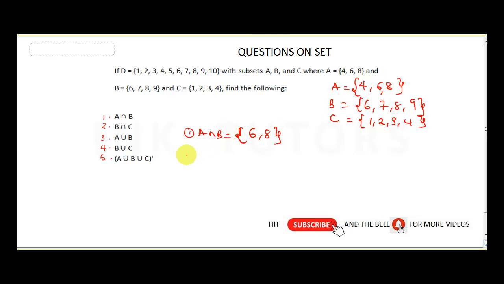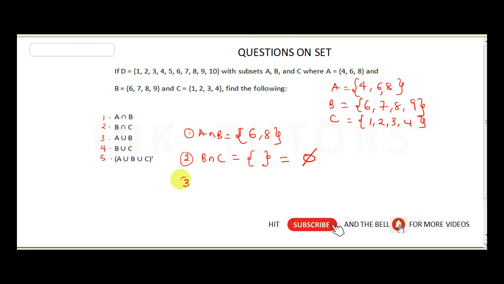Now, question 2 says B intersection C. So let's look at our B and our C. What's common in both of them? We can find 6, 7, 8, 9 here, and 1, 2, 3, 4 here. You can see both of them are disjoint sets. They are not equal. So the answer to this is an empty set, because nothing can be found. Remember what I told you about an empty set? You can either write it like this or you write it like this. So that's an empty set.